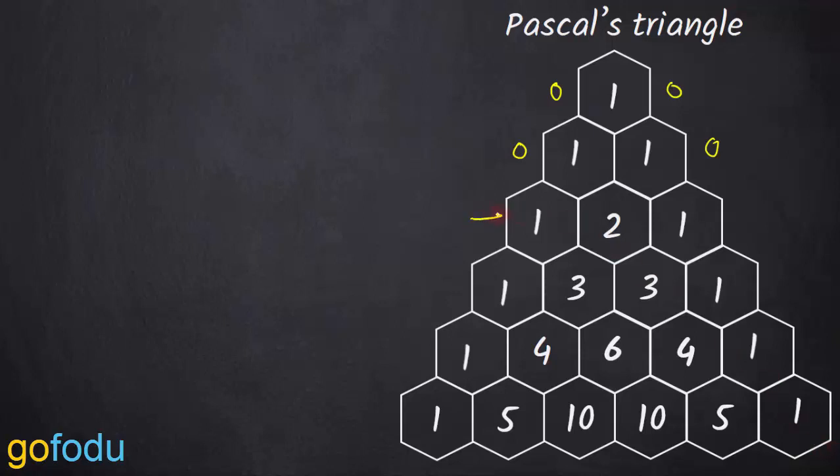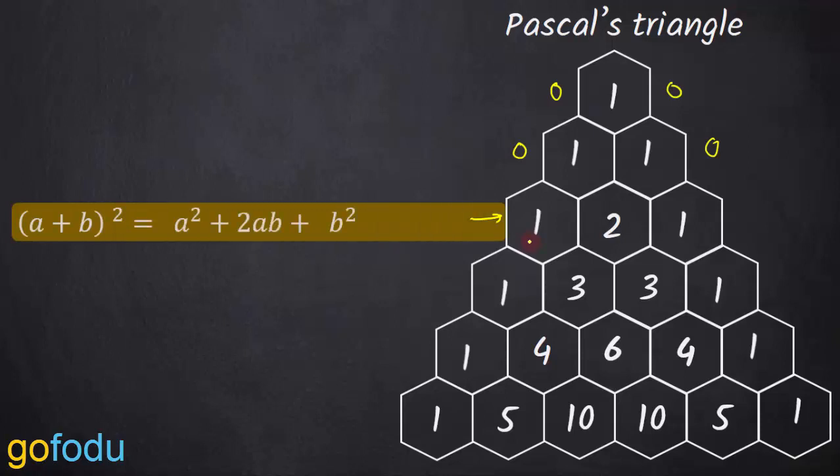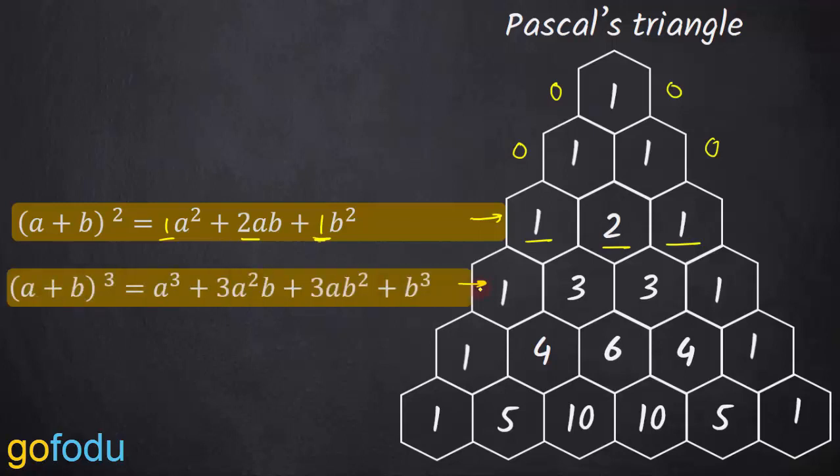Now this row denotes coefficients of all the terms in the expansion of a plus b whole square. Look here, this is nothing but 1a square plus 2ab plus 1b square. When nothing is there, 1 is written. And here also we have 1, 2, 1. So these are the coefficients that we got through Pascal's triangle, 1, 2, 1. Similarly, this row denotes coefficients of all the terms in the expansion of a plus b whole cube. Here we have 1, 3, 3, 1. Here also we have 1, 3, 3, 1.